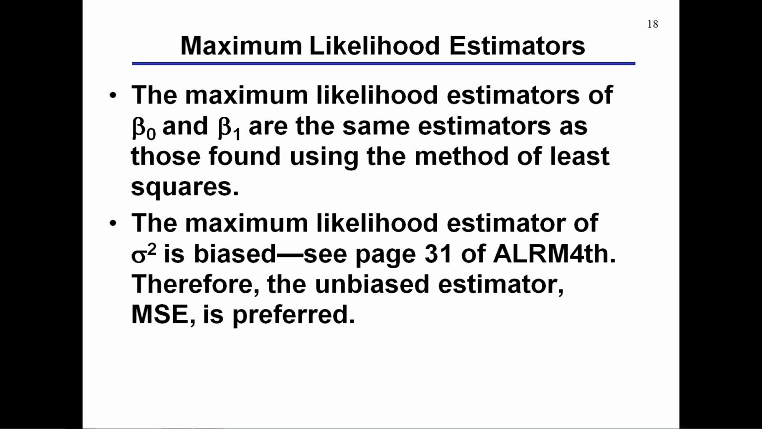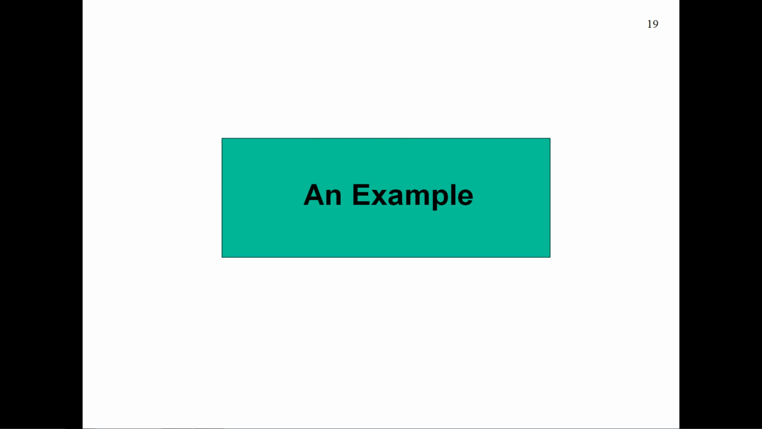Now at this point, I don't want you to get too concerned about maximum likelihood estimators. We'll talk about that as the course unfolds, but for now, I want you to understand that the estimators that we're going to use are B0 and B1 as estimators for beta 0 and beta 1, and mean squared error will be the estimator of choice for sigma squared. Here's a little example.